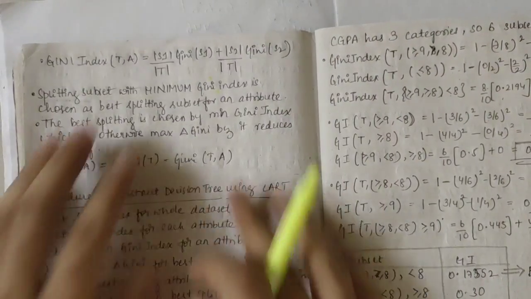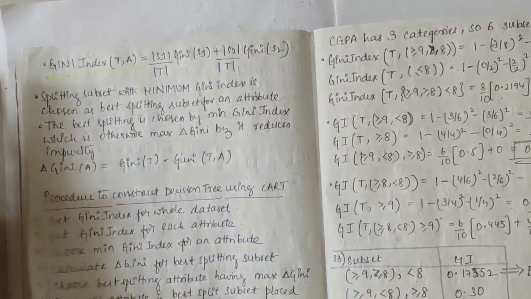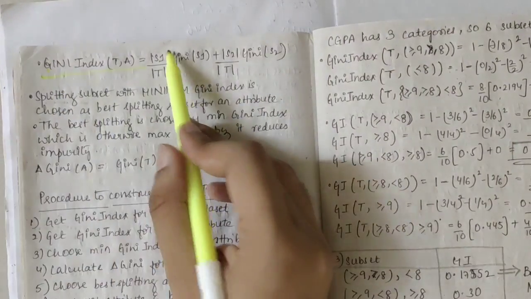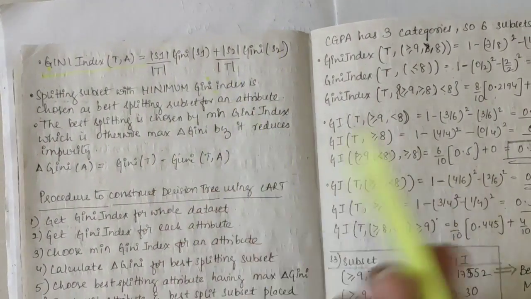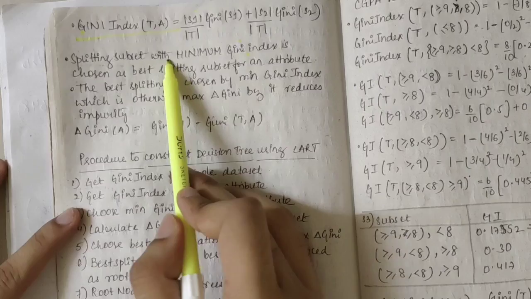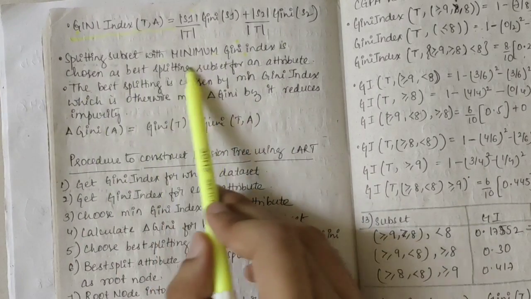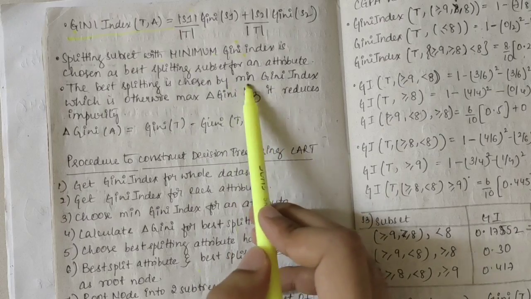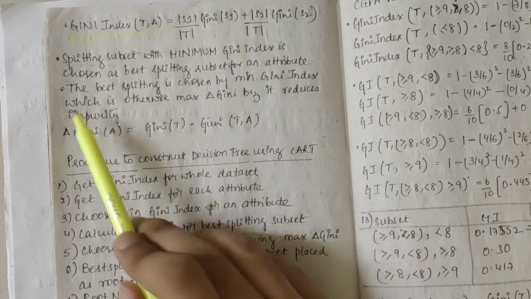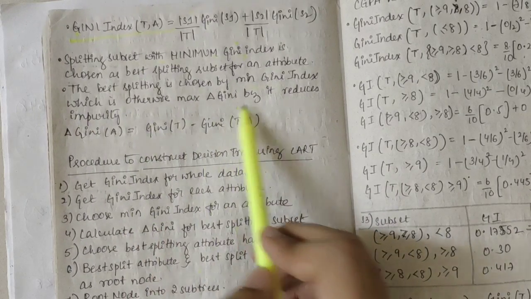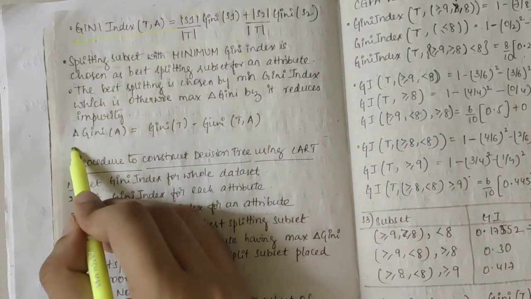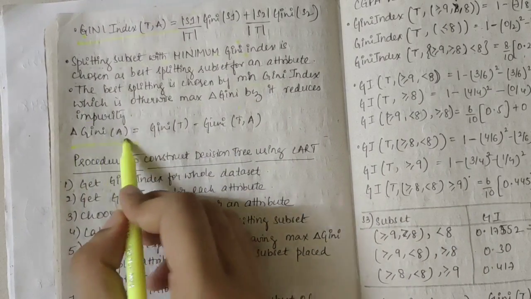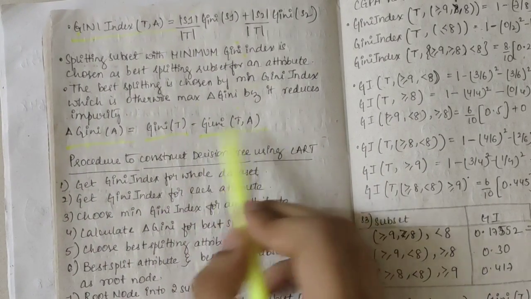Next, here we have the Gini index formula. We have seen the Gini formula here, and then the Gini index formula, that is S1 by T. We'll see this while solving the numerical. Then the splitting subset with minimum Gini index is chosen as the best splitting subset for an attribute. The best splitting is chosen by minimum Gini index, which is otherwise max delta Gini, because it reduces impurity. So delta Gini A is equal to Gini T minus Gini T comma A.